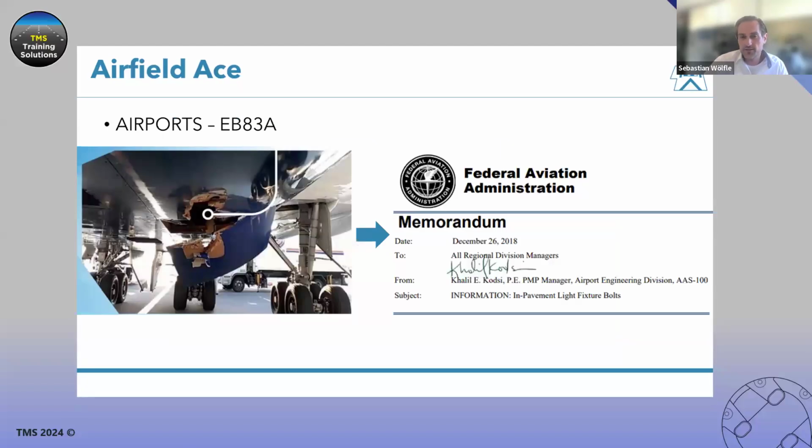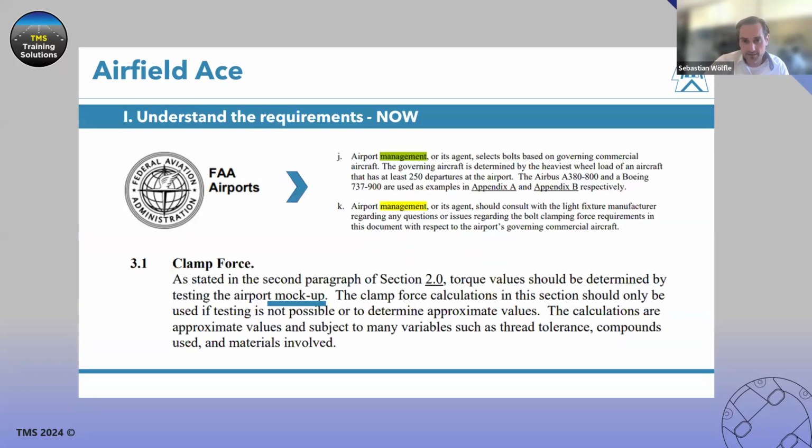also in this case, it caused a kind of new standard. And in my view, the best standard in the industry, which is Engineering Brief 83, already Engineering Brief 83A. So what is this engineering brief about? I will come to it briefly on the next pages.